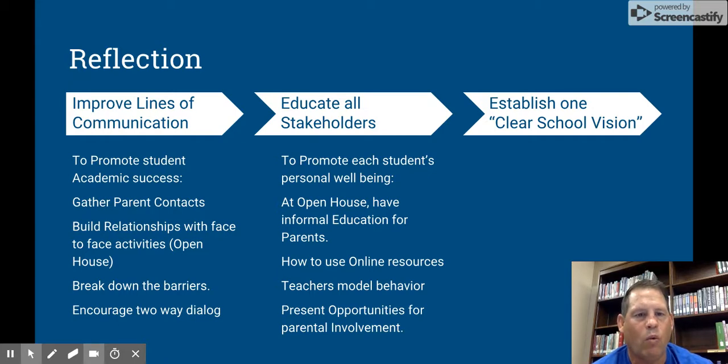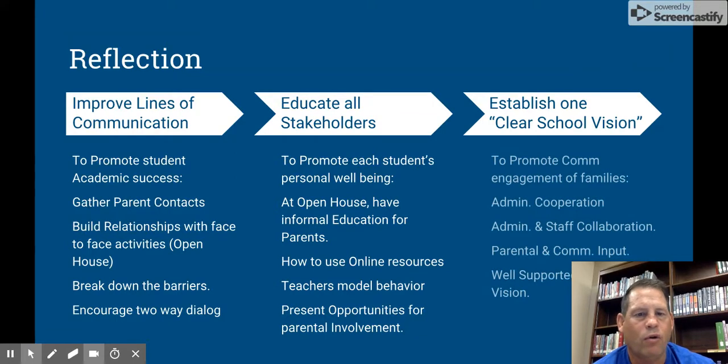And then establishing one clear vision. You're going to promote engagement of the community and the families. And this has to start at the top. It has to start with the administrative cooperation. In this particular case study, I've said it 100 times that the 2 principals are not on the same page, and they need to be.